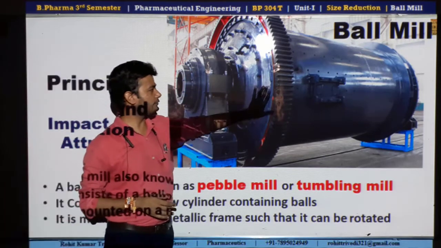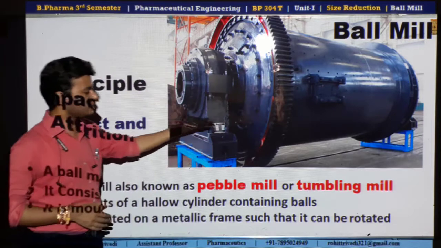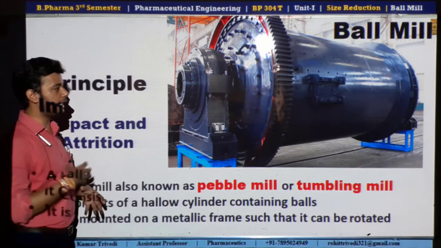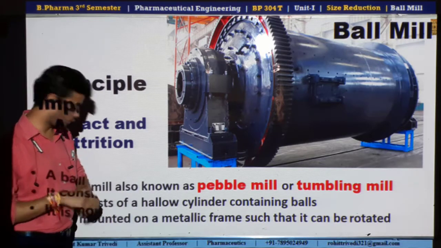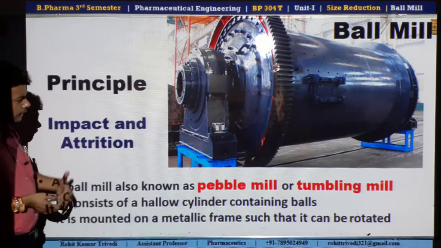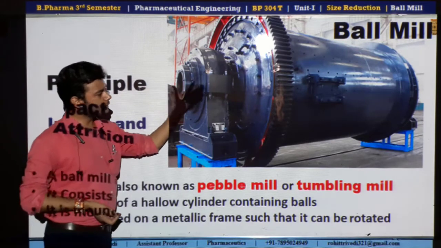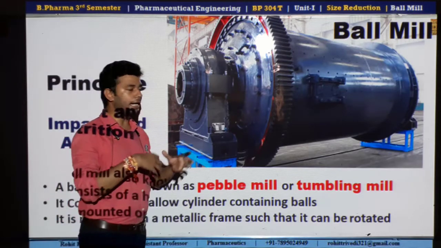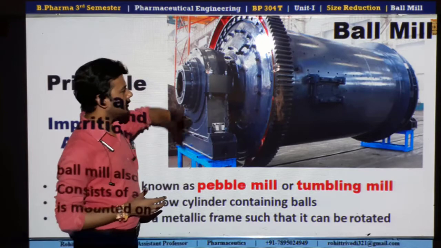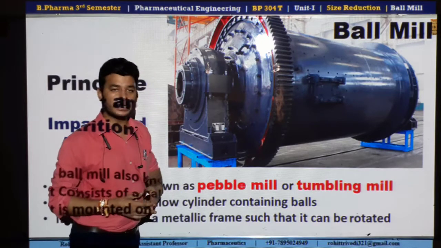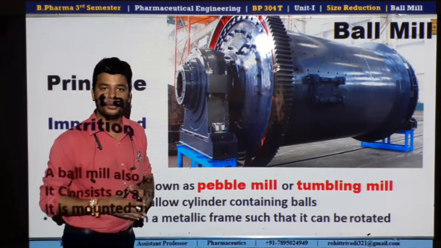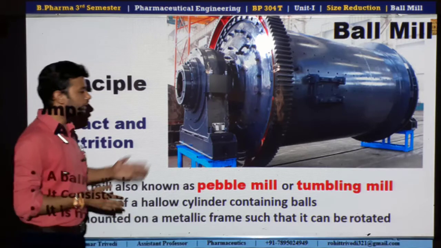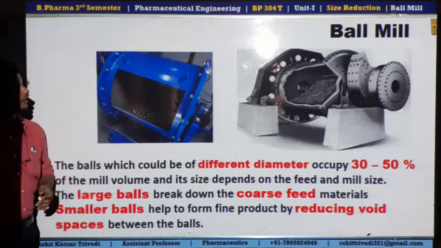Basically, this metal structure has an empty space within it in which we fill the material that we are going to reduce in particle size, and our balls or pebbles with it. This cylinder is mounted on a horizontal metallic frame, and it is generally attached to an electric motor. The role of the electric motor is to rotate this hollow cylinder, due to which the process of size reduction will be initiated.